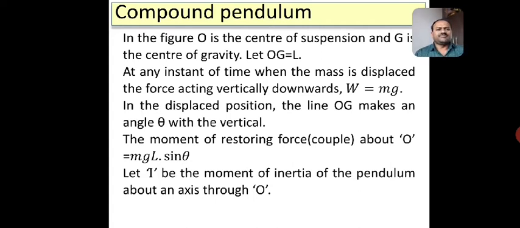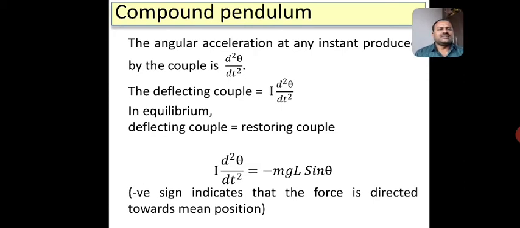In that case, the angular acceleration can be written as d square theta divided by dt square. Therefore, the deflecting couple acting on the pendulum at any instant of time is equal to I into d square theta by dt square. In equilibrium condition, the deflecting couple must be equal to the restoring couple. Here the deflecting couple is I into d square theta by dt square, and the restoring couple is minus mgl into sine theta, where the negative sign indicates that the force is directed towards the mean position.